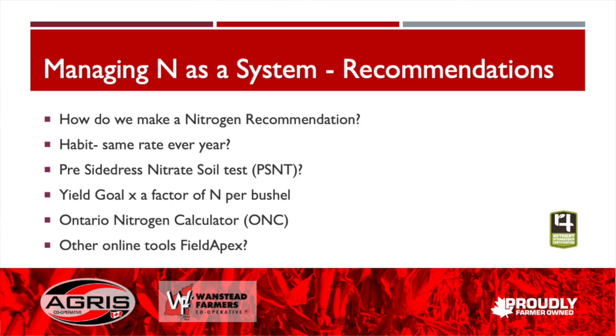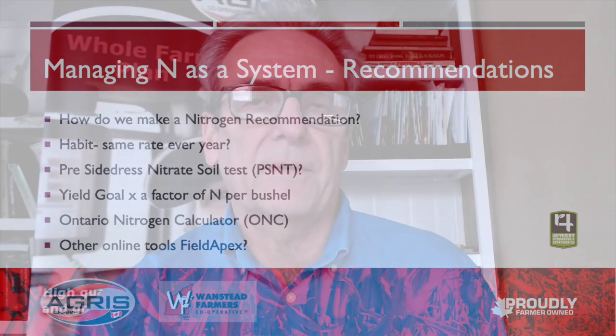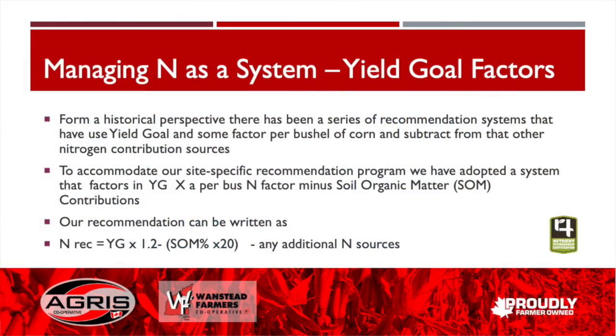System, looking at some of these yield goal factors for recommendations. From a historical perspective, there's been a series of factors, anywhere from 1.2 to 1.5 pounds N per bushel. Subtract from that any other nitrogen contributions in the system. To accommodate our site-specific recommendation program, we adopted a system that uses yield goal times a per bushel factor minus soil organic matter contribution, plus any additional credits.